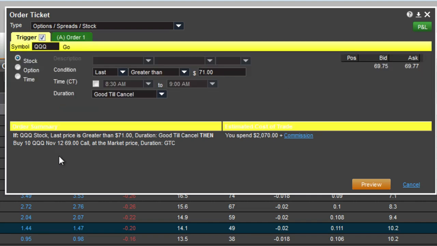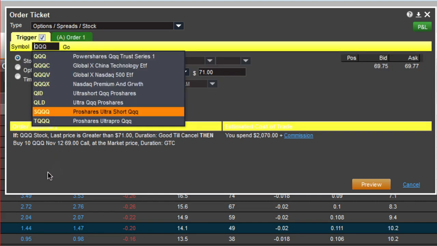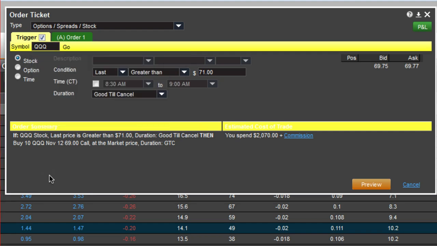Okay, so now let's read this whole script. If the QQQ stock has a last price that's greater than $71, good till cancel, then buy 10 contracts of the QQQ November $69 call at a market price. Estimated order $2,070. We know it's going to be a little bit more because the option will be more at that time.